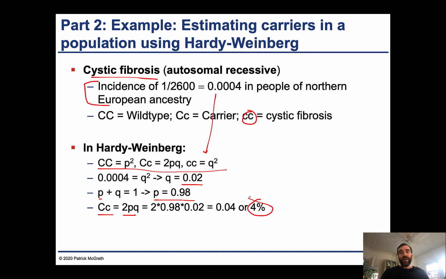So you actually have a reasonable chance of being a carrier for cystic fibrosis, but you only will have kids with cystic fibrosis if you both are carriers together. All right, so this is Hardy-Weinberg and a few examples to kind of take you through how we use it.